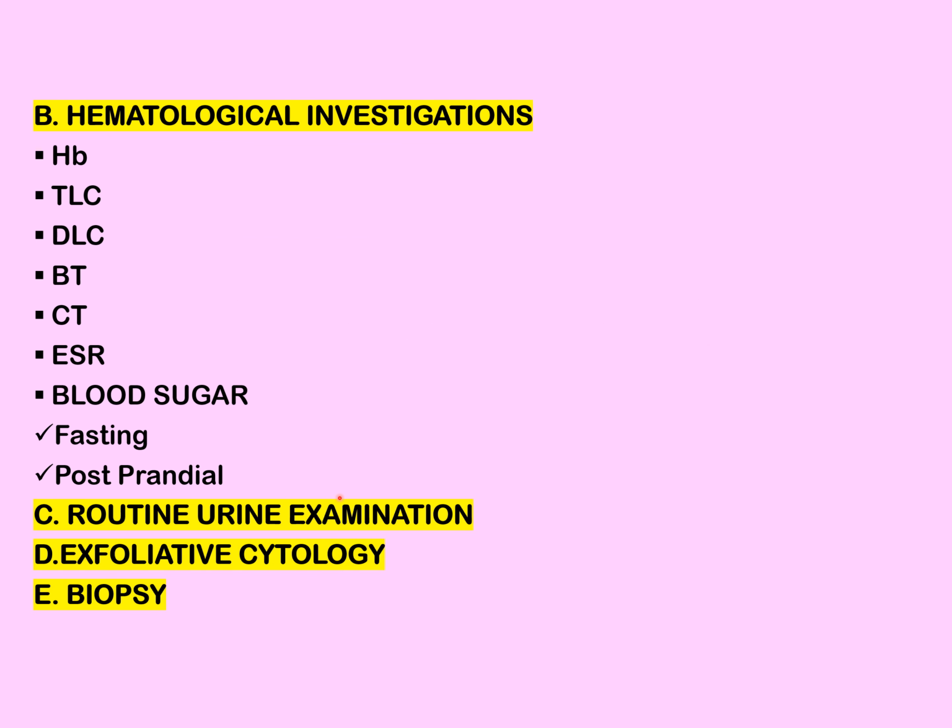Next are the hematological investigations, which include hemoglobin count, TLC, DLC, bleeding time, clotting time, ESR, blood sugar, fasting and postprandial. These tests are required before any surgical procedures or in patients who are diabetic or have any bleeding conditions. Then there are routine urine examination, exfoliative cytology, and biopsy. They are required in patients who have signs of any oral ulcers or white or red patches in the mucosa.